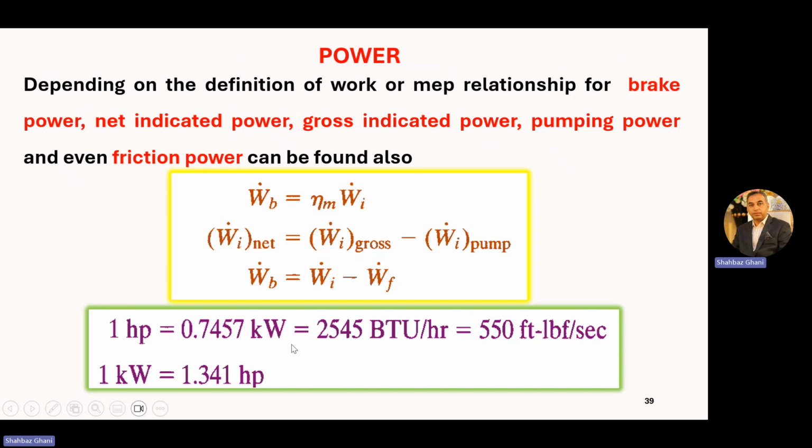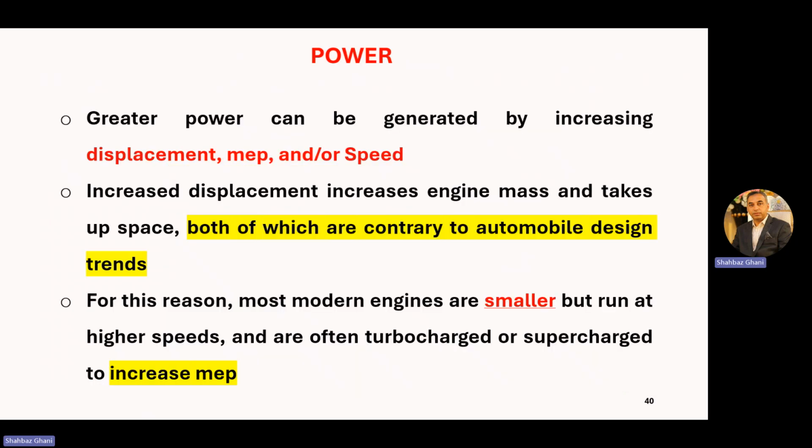So remember these conversions. 1 horsepower is equal to 0.7457 kilowatts, and 2545 British thermal units per hour, or is equal to 550 foot-pounds force per second, or 1 kilowatt is equal to 1.341 horsepower. This data is important when we have to do numericals for the conversion. We use this data.